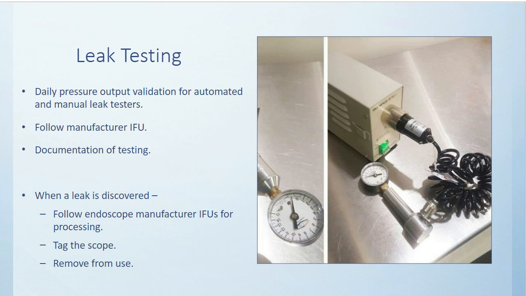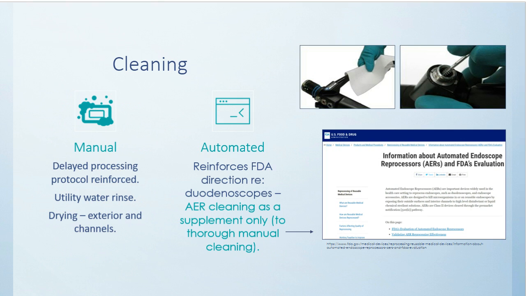So manual cleaning is next, and it's still emphasized, as it has been for years, as the most important part of processing. For the manual cleaning performed at the sink, reinforcement is given, as we mentioned, to delayed processing principles, having utility water rinse after detergent wash. Utility water would be tap water rinse. And this is, again, following detergent wash.